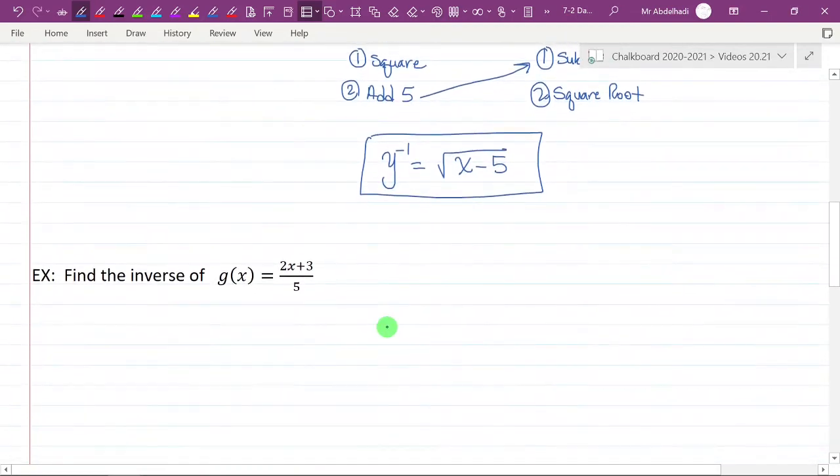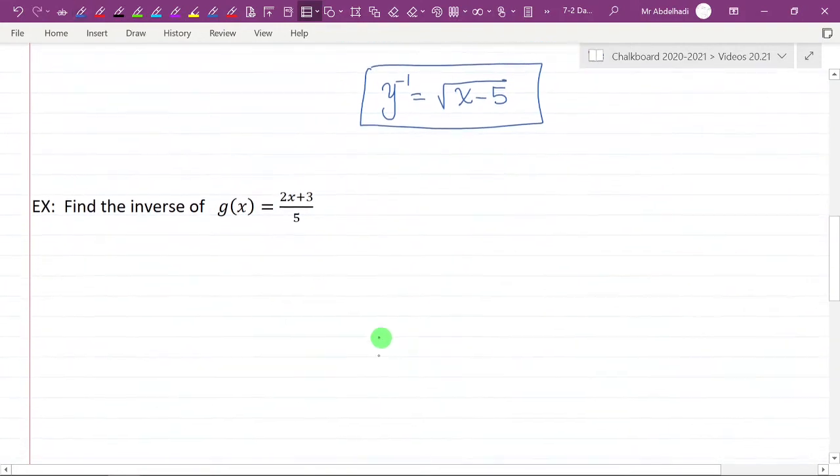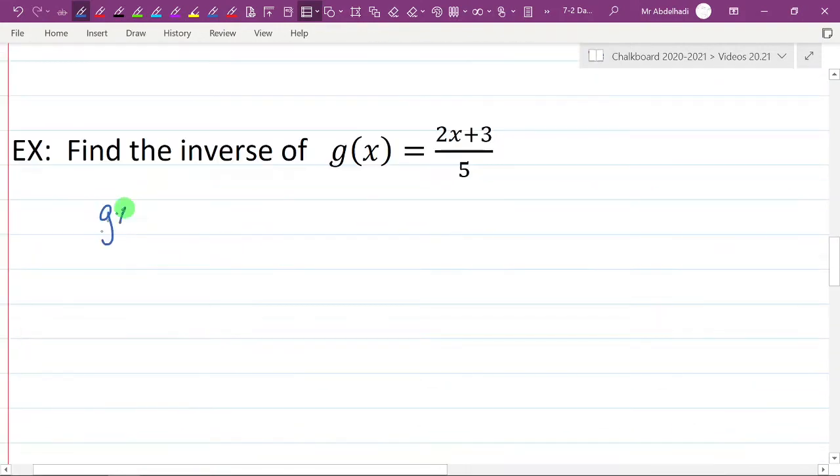Okay, now this one's got 3 things happening, and it's called g of x. We'll make a column for the function. G inverse of x is the name of the inverse. We'll make a column for that. And then the last thing we're going to do is write a function g inverse of x equals, and we'll put the rest in here.